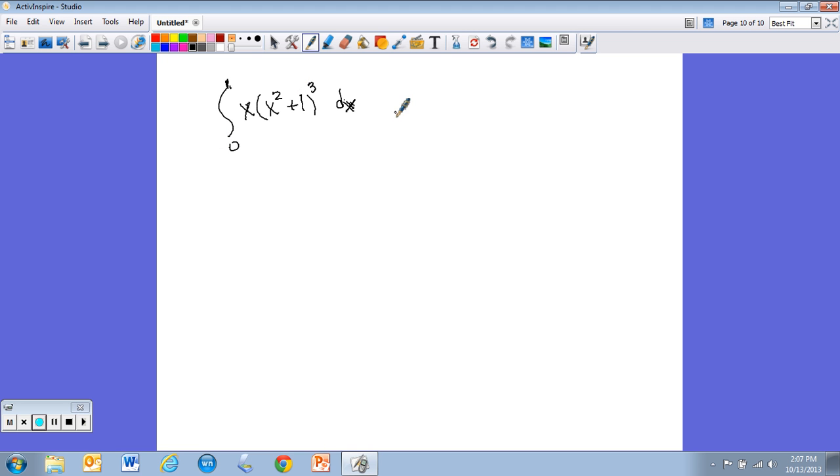Okay, once you're back, I guess it's not going to be too terrible. It's just going to be a lot of algebra, I think. I'm going to let u be the ugliest part of this, which is right here. Let u equal x squared plus 1. And then my du would equal 2x dx. Okay? So, oh, you know what? This isn't even bad. This is a dumb problem.